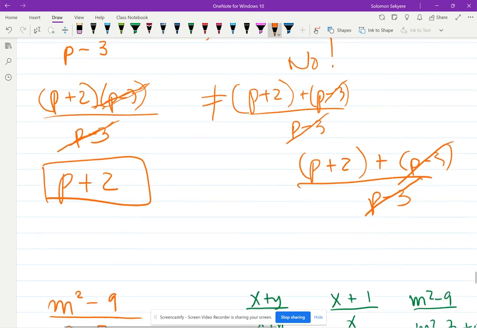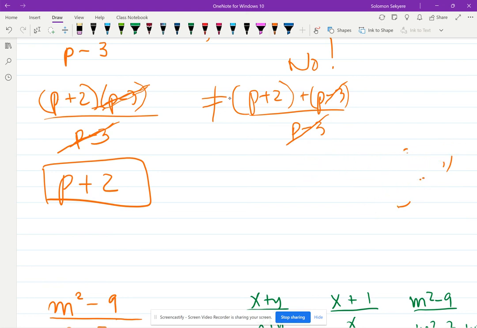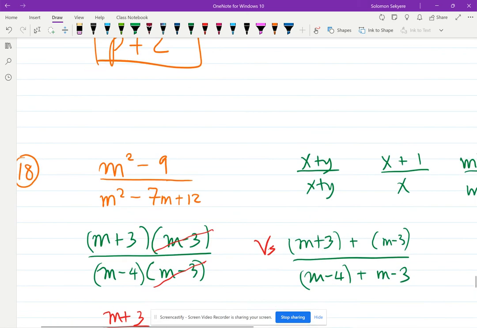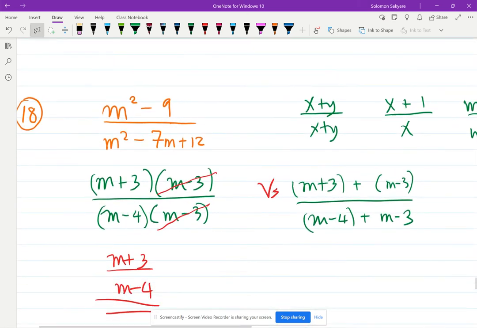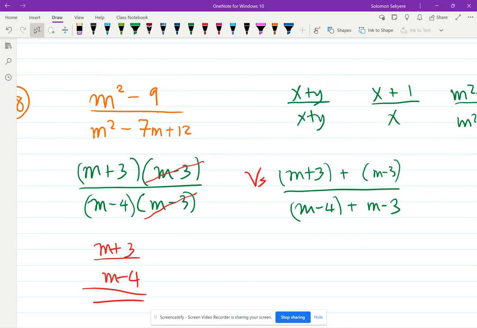No, you cannot. You cannot say that. That would be wrong. Okay. So when there's a plus or minus sign in between, it creates terms, and you cannot just divide like that. Okay. What about m squared minus 9 over m squared minus 7m plus 12?